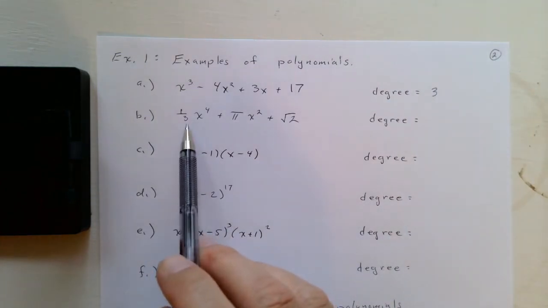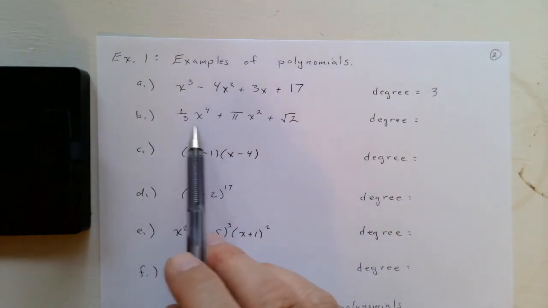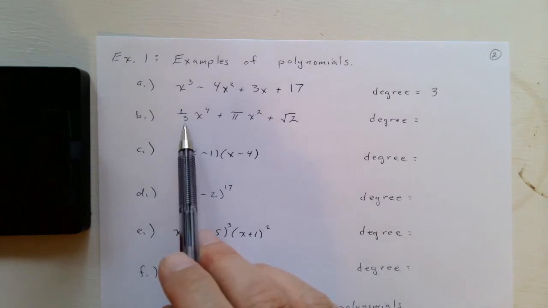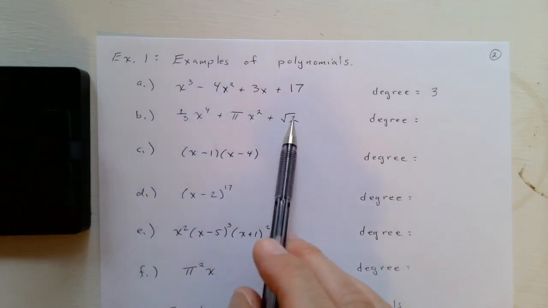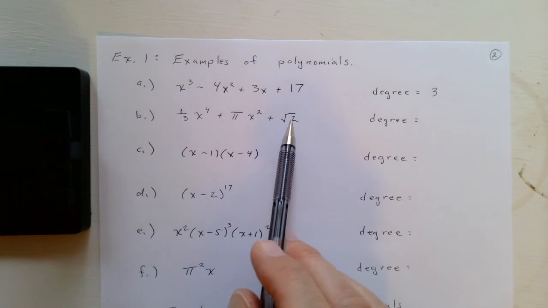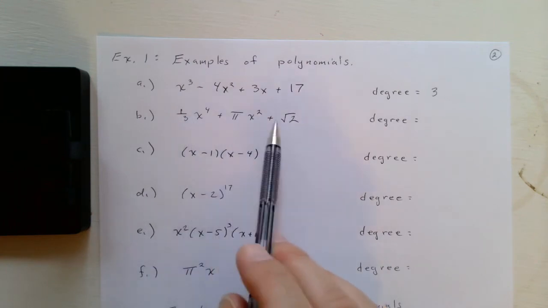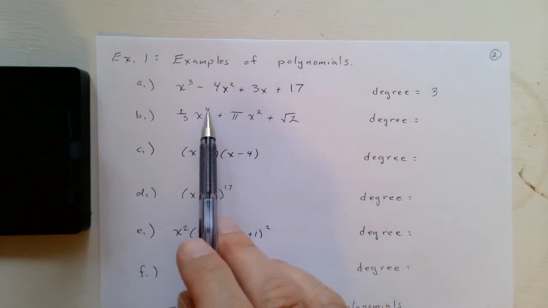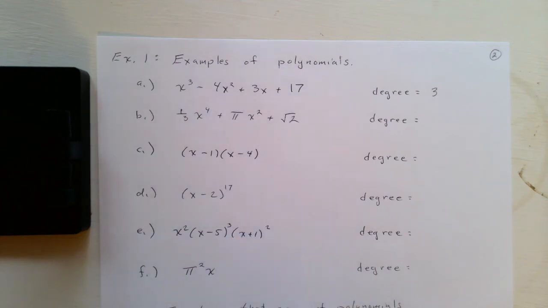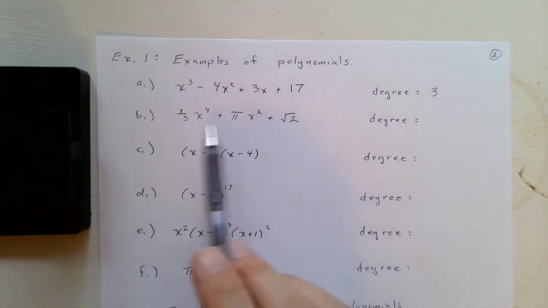Here, the degree. This is a polynomial. The fact that we have a fraction here as a coefficient, and then here we have pi, square root 2, it doesn't matter about the coefficients. They just have to be real constants. The important thing is that the exponents of x are non-negative integers. So here the degree will be 4.